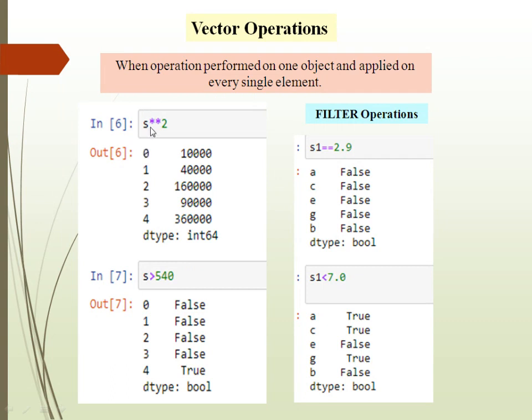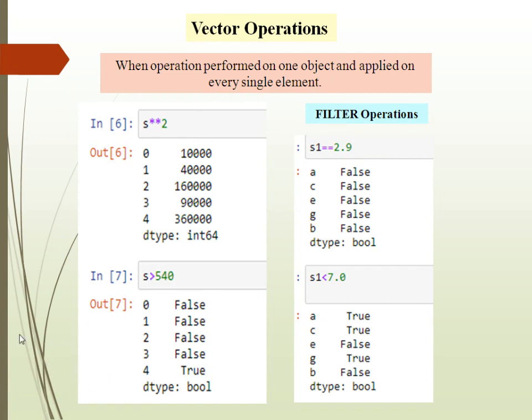So when I apply S double asterisk 2, raised to the power 2, the answer will be like this. So I apply double asterisk on the series and it applies to every element present in the series. Clear? See the next one.